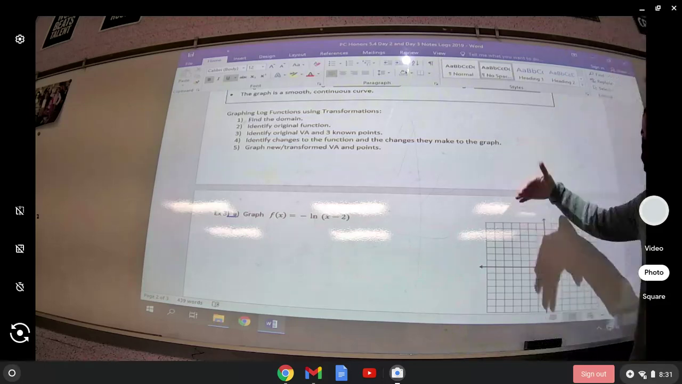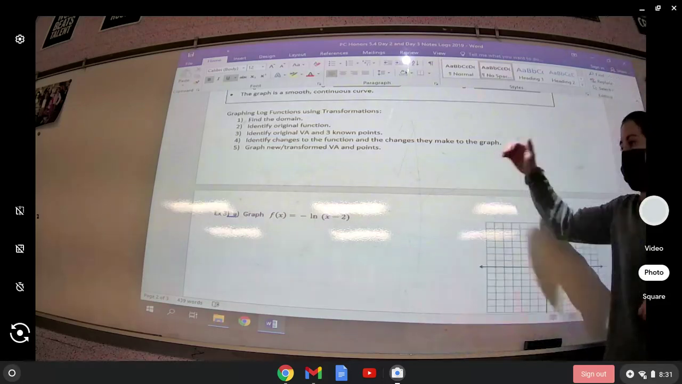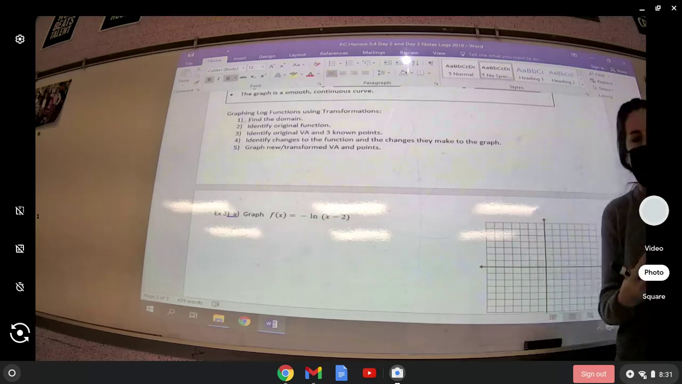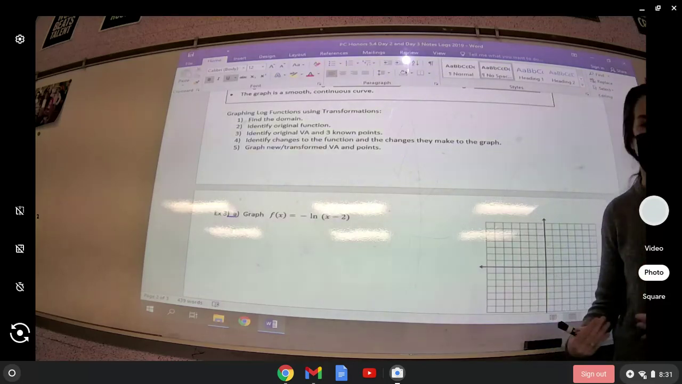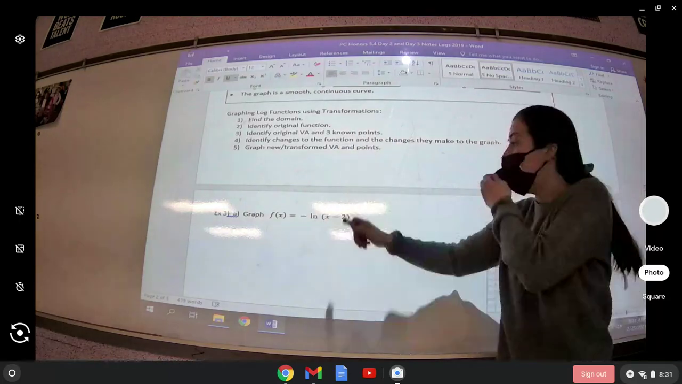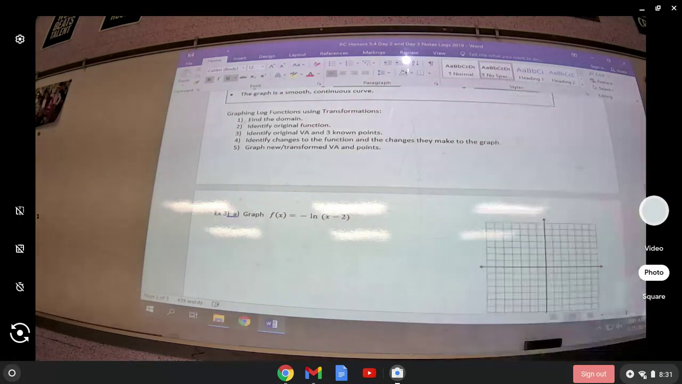So guys, what I need to show you now is taking these log graphs and transforming them. Our book is huge on being able to take an original graph and transform it, right? So I've given you a list of steps to follow if you need anything to look back at. Otherwise, let's jump into the first example.